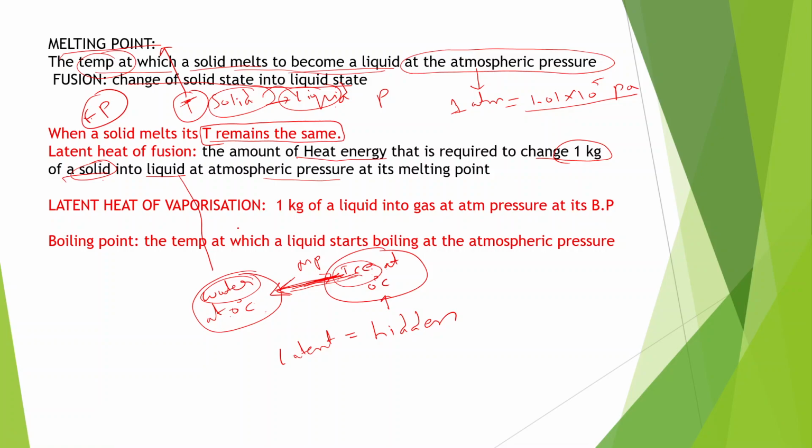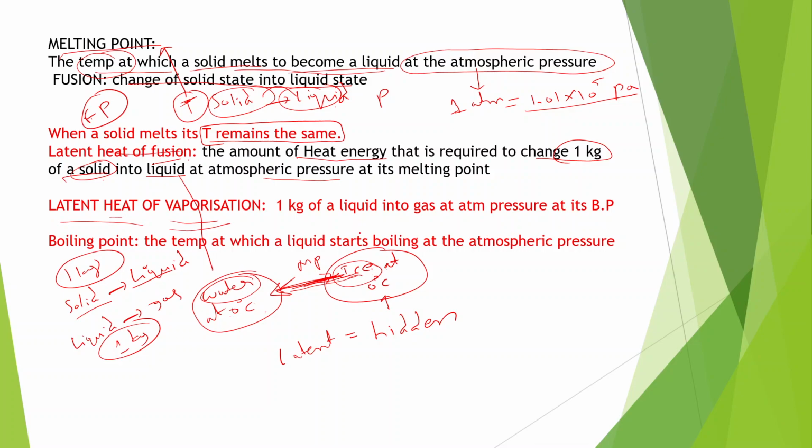Okay, let's stay here in this example. These both are the same only: latent heat of fusion and latent heat of vaporization. Fusion is related to solid state to liquid state, so we call it latent heat of fusion. Fusion means melting point, solid to liquid. In latent heat of vaporization, it is liquid to gaseous state. That is latent heat of vaporization. So here also 1 kg is taken, and both are at atmospheric pressure and their particular melting point and boiling point.